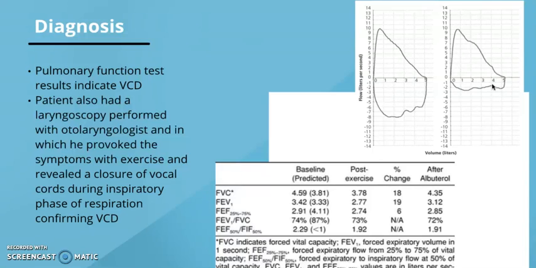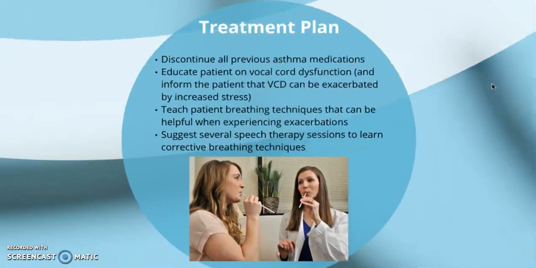Also, the patient did follow up with the specialist, and a laryngoscopy was performed. He provoked the patient by having her do some high-intensity exercising, and after that, he went in and took a look with the fiber optic scope, and he was able to get a visualization of the vocal cords, and it revealed a closure of the vocal cords during the inspiratory phase of respiration, confirming the vocal cord dysfunction.